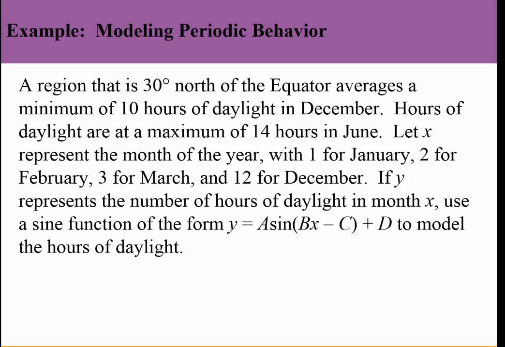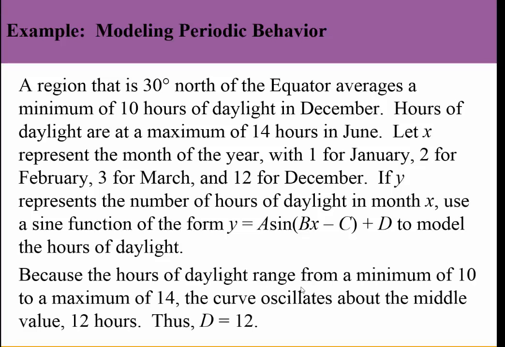All right, the last example we're going to look at is modeling periodic behavior. So we've got a region that is 30 degrees north of the equator, which averages a minimum of 10 hours of daylight in December. Hours of daylight are at a maximum of 14 hours in June. Let x represent the month of the year with 1 for January, 2 for February, 3 for March, and so forth until you get to December, 12. If y represents the number of hours of daylight in month x, use the sine function in this form we've been describing throughout the video to model the hours of daylight.